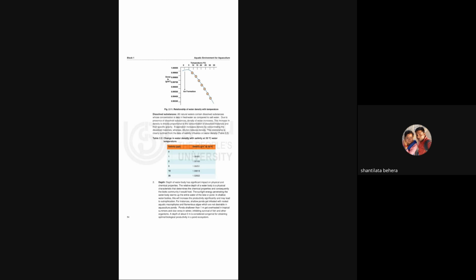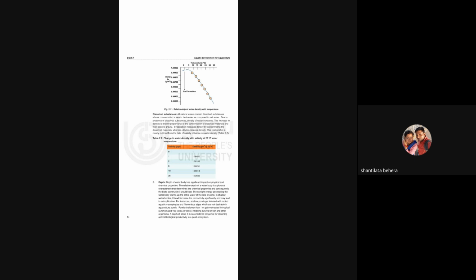Next is dissolved substances. Dissolved substances means solutes. Solutes which are dissolved in the water. That was dissolved substances, which directly or indirectly leads to an increase in the density and pressure of the water.